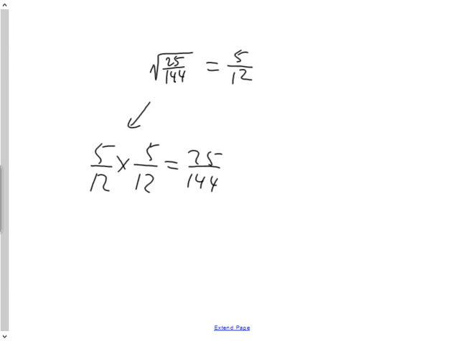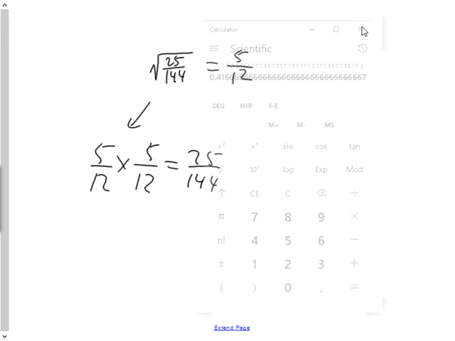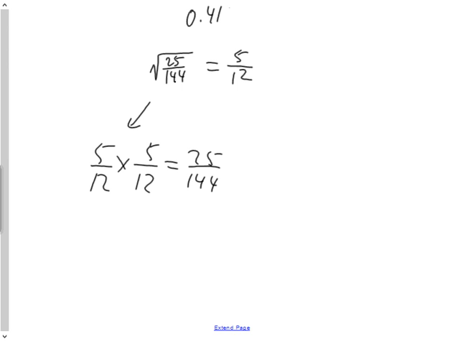Conversely, you could take a calculator and say, what is 25 divided by 144? And it would tell you it's this. Then take the square root of that, and it will tell you 0.4166. So the answer as a decimal is this. The only problem is now you have to retranslate that back into a fraction, which is hard.